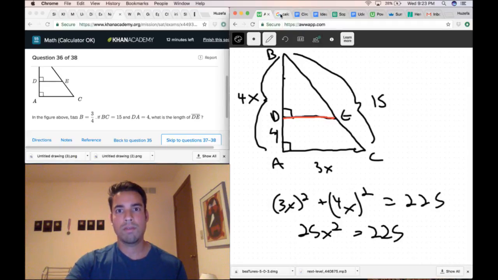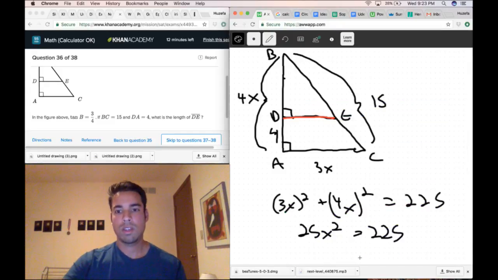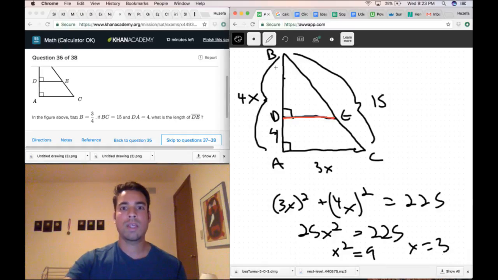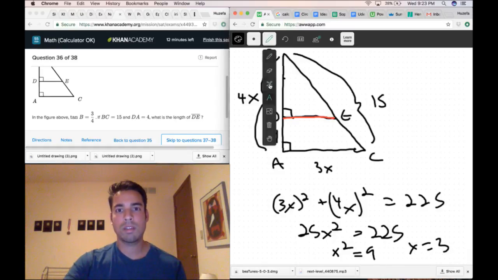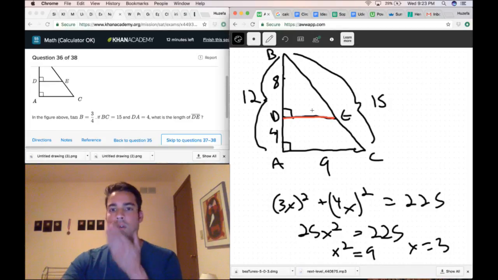So 225 divided by 25 equals 9. So then x squared equals 9, x equals 3. So I figured something out. If x equals 3, that means this bottom side is 3 times x, which is 9. And this side here, well, I said it's 4 times 3, so this is 12. So that means this side in here, BD, must be 12 minus 4, which is 8.